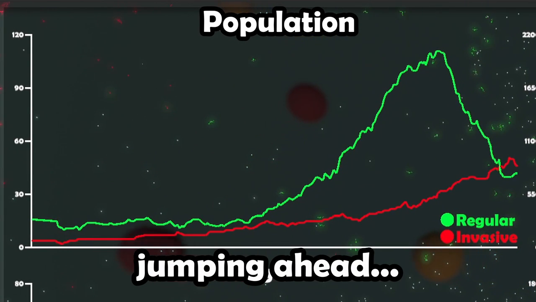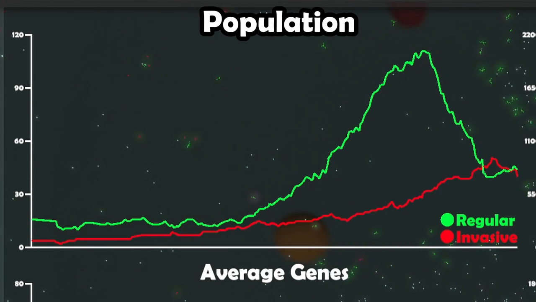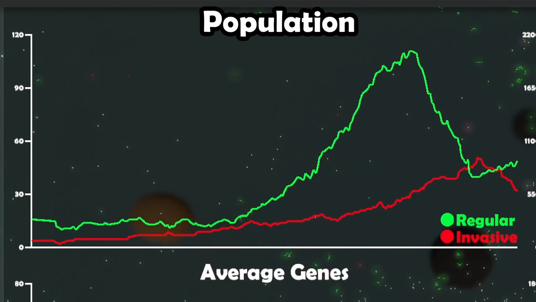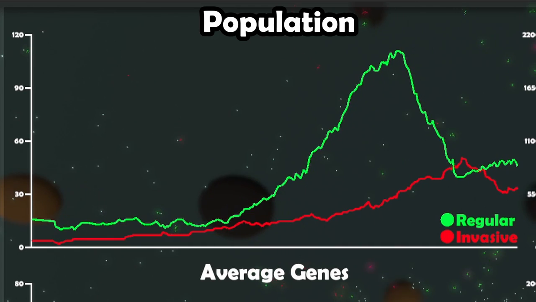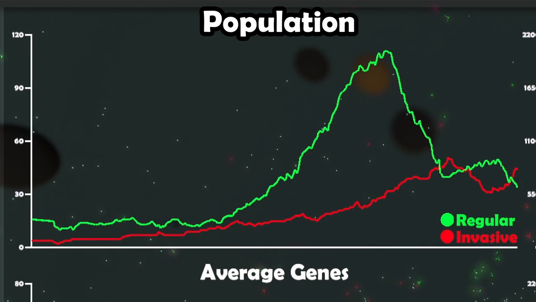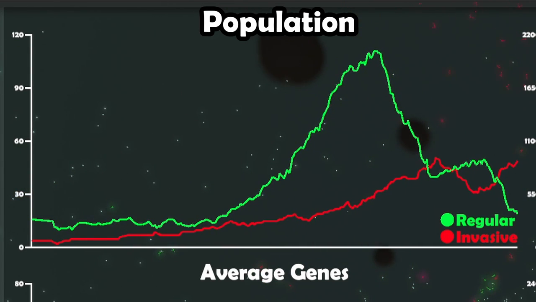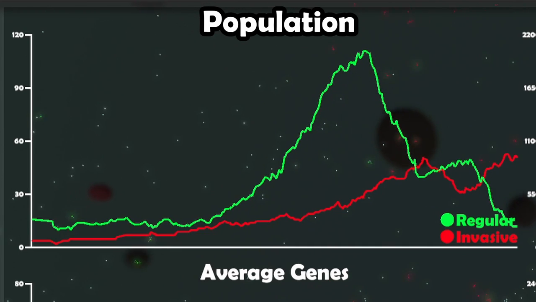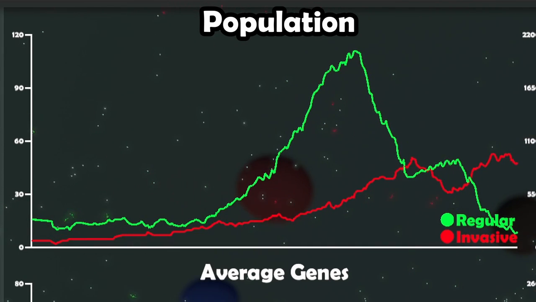Looking at the differences between the populations of regular and invasive bacteria, you can actually see that they're almost mirroring each other, which is exactly what we want to see, meaning that as the invasive bacteria eat regular ones, they grow rapidly, but conversely, the population of the regular bacteria decreases sharply.